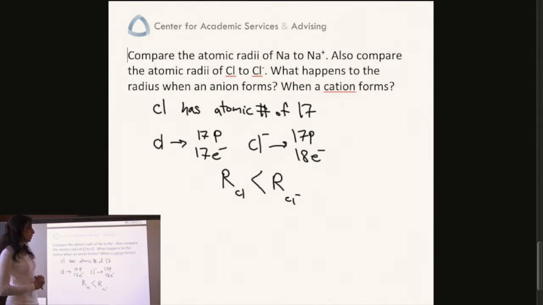So from this we can make the generalization that atomic radius is going to increase when an anion forms, and when a cation forms, the radius decreases because you're increasing the effective nuclear charge.